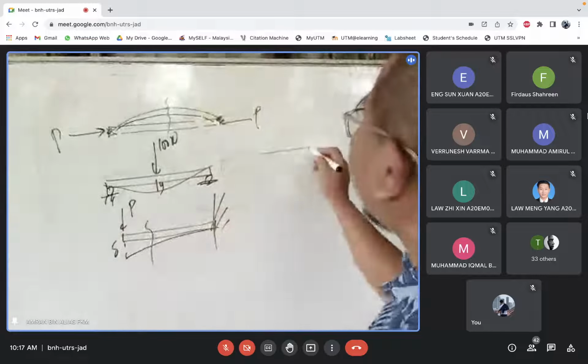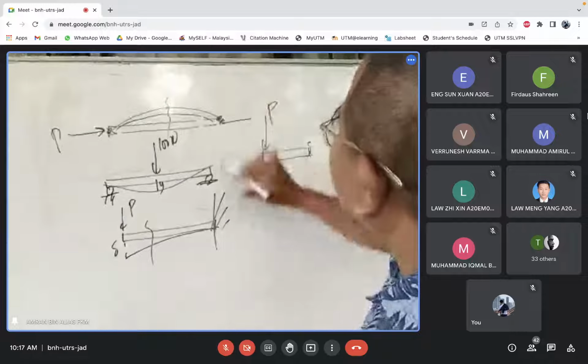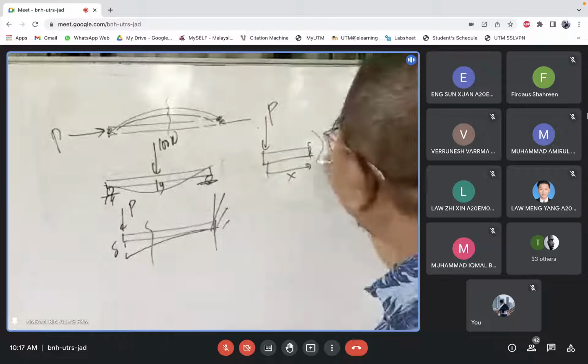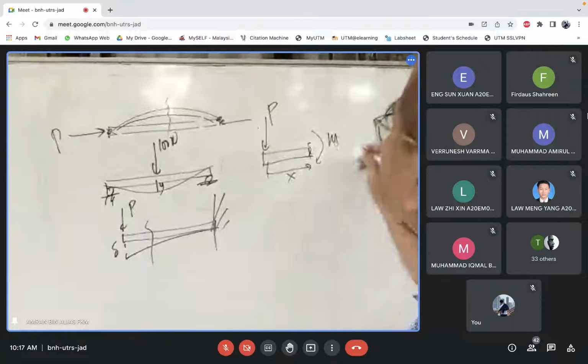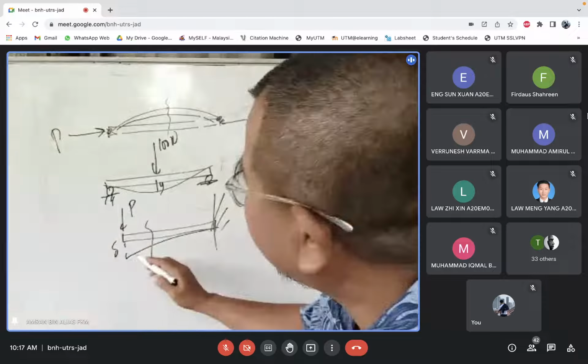Cut here. What do we have there? We have a P there. So we have an X here, right? We have a moment here, right? My moment is equal to PX, right? Yes. So we have a deflection like that.